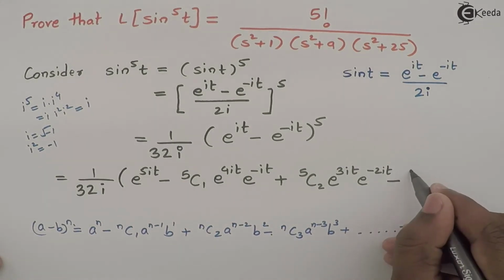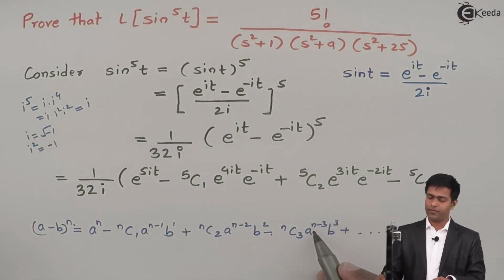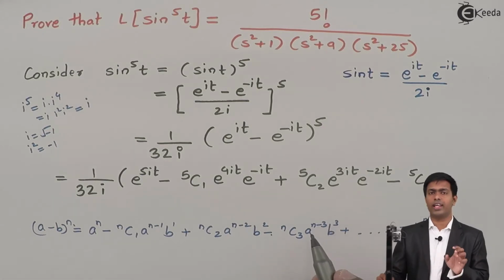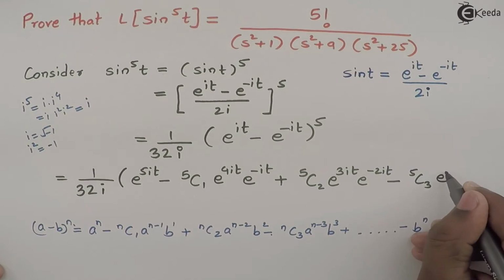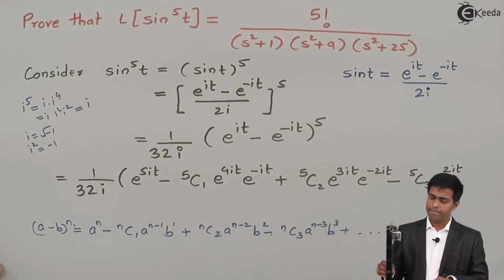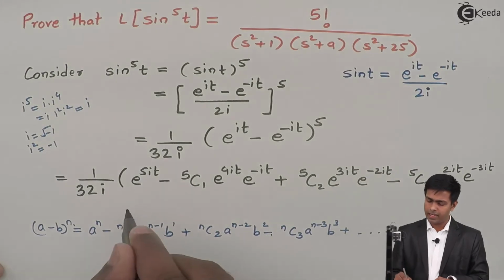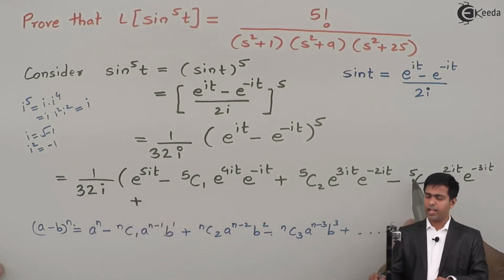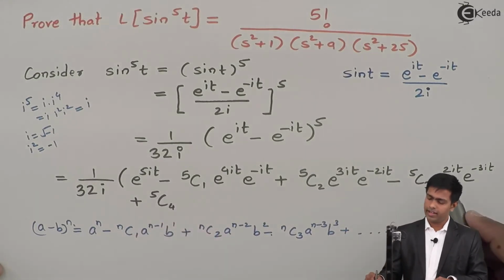nC3, that is 5C3, a raised to n minus 3. Now n is 5, 5 minus 3 is 2. It means I want a square, where a is e raised to it, the square of it is e raised to 2it. B cube, so cube of this is e raised to minus 3it. So after that plus sign, so this 5C3 will become 5C4 in the next step. This e raised to 2it.